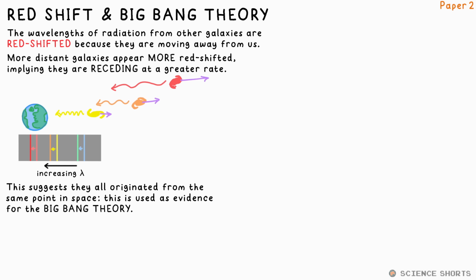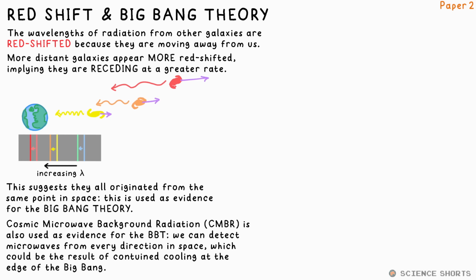This implies that if we go back in time, all of these galaxies appear to have originated from the same point in space. This is therefore used as evidence for the Big Bang theory, and that the observable universe is still expanding. The other piece of evidence for it is CMBR, cosmic microwave background radiation. Outer space might look dark, but we can detect microwave radiation being emitted from very far away from all directions. This could be a result of matter still cooling down. So it seems we're looking at the edge of the Big Bang.